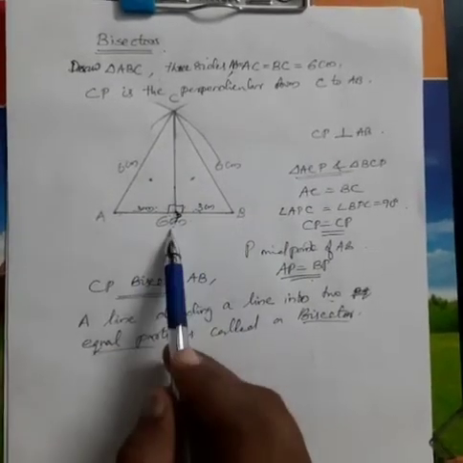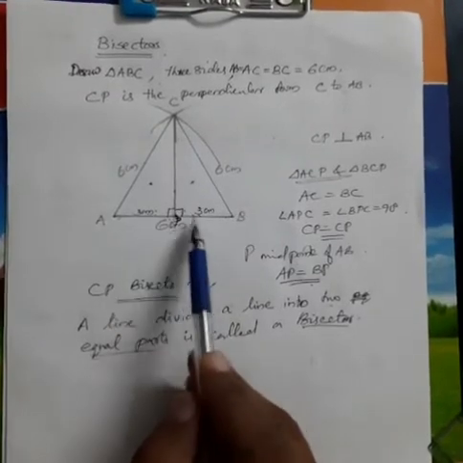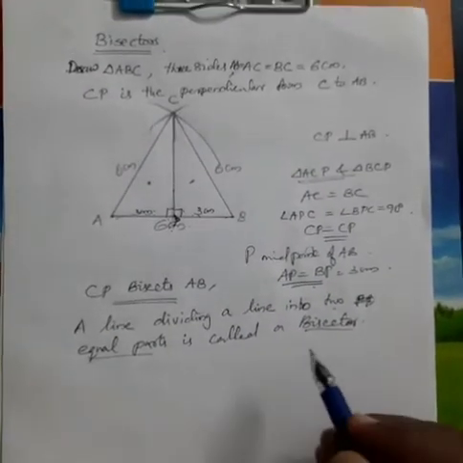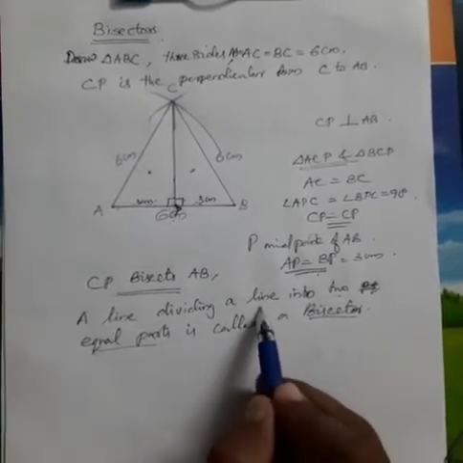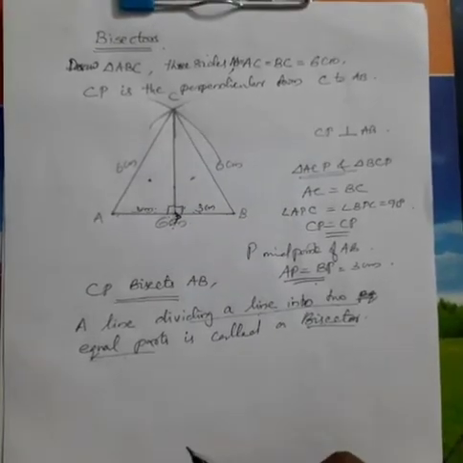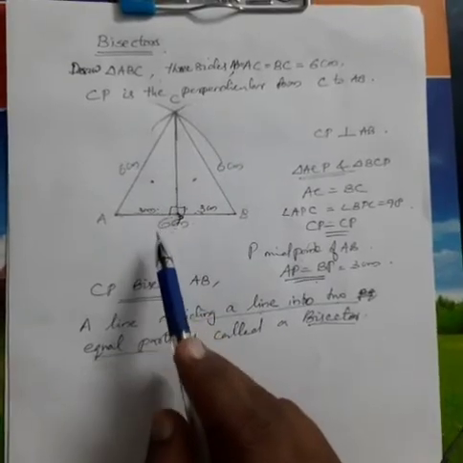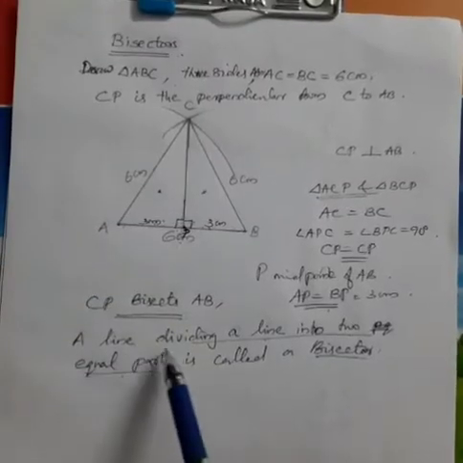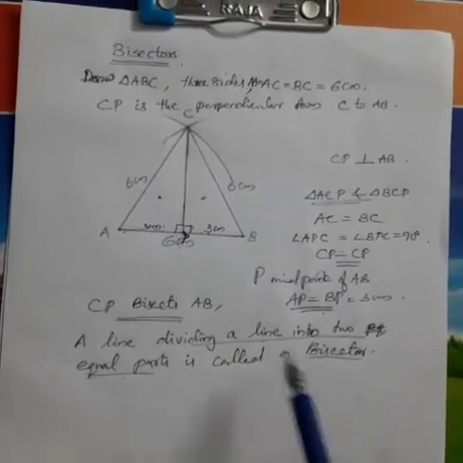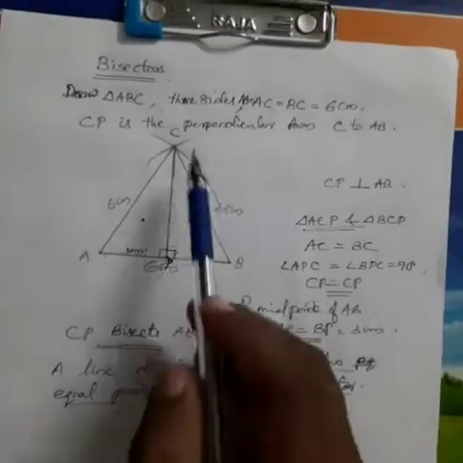So length of AB is 6 centimeter. If we draw a bisector AP and BP with 3 centimeter each, that means a line is dividing a line into two equal parts. That is called a bisector. So this is the bisector of side. So a line dividing a line into two equal parts is called a bisector of that particular side. That's a side bisector.